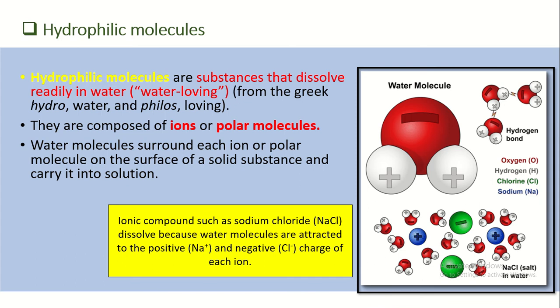Normally they are composed of ions or polar molecules. So, water molecules surround each ion or polar molecule on the surface of a solid substance and carry it into the solution. As you can see here, such as salt and HCl, the positively charged sodium ion will be attracted to the negatively charged oxygen atom in the water molecule. Meanwhile, the negatively charged chloride ion will be attracted to the positively charged hydrogen atom of the water molecule.